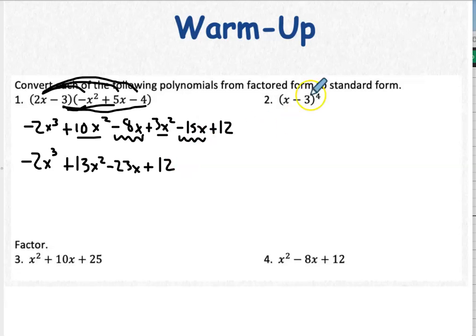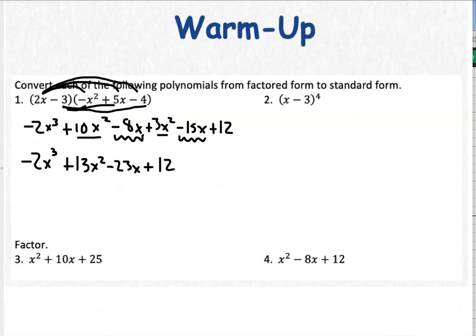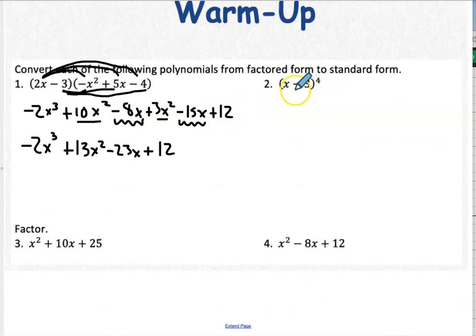Okay, next up here, I have a binomial to the fourth power. This is where we're going to use Pascal's triangle. So I'm looking back. This is page 26 where they gave us that chart. So anytime I'm raising something to the fourth, or a binomial to the fourth power, I can look at this line here. So I've got x to the fourth plus 4a x to the third and so on. So we need to recognize what a is in this question. All right, so here, since it's x minus 3, a is equal to negative 3.